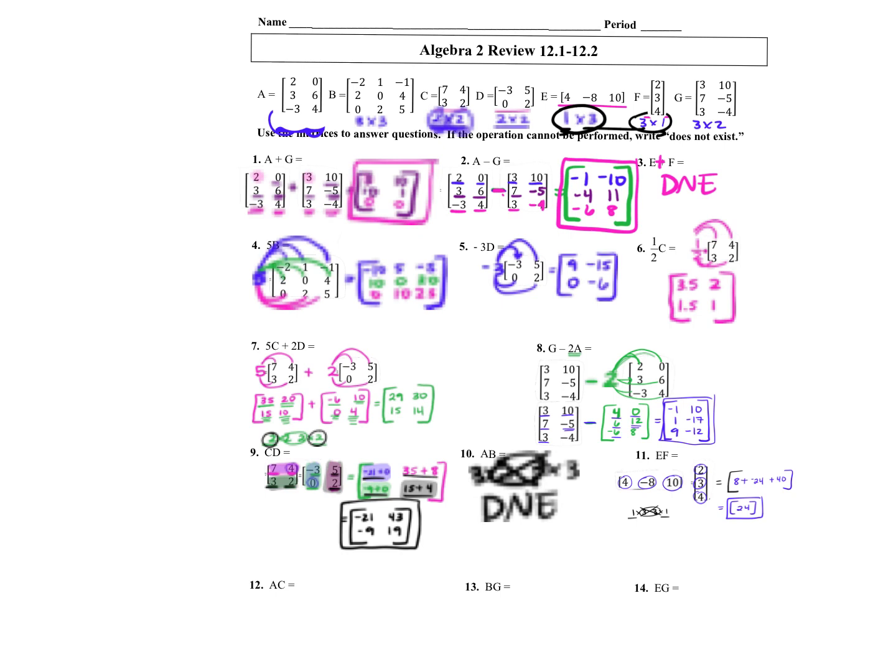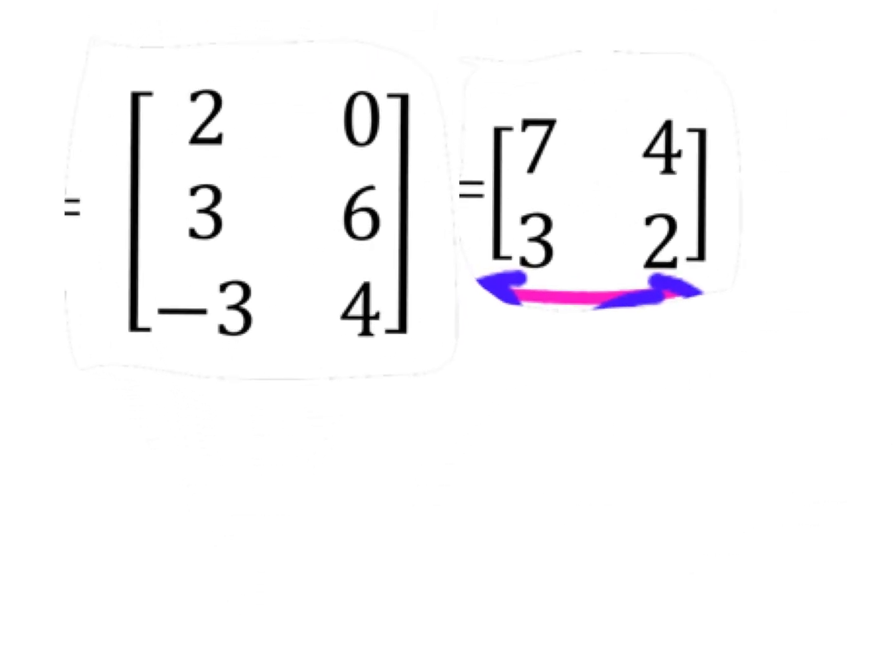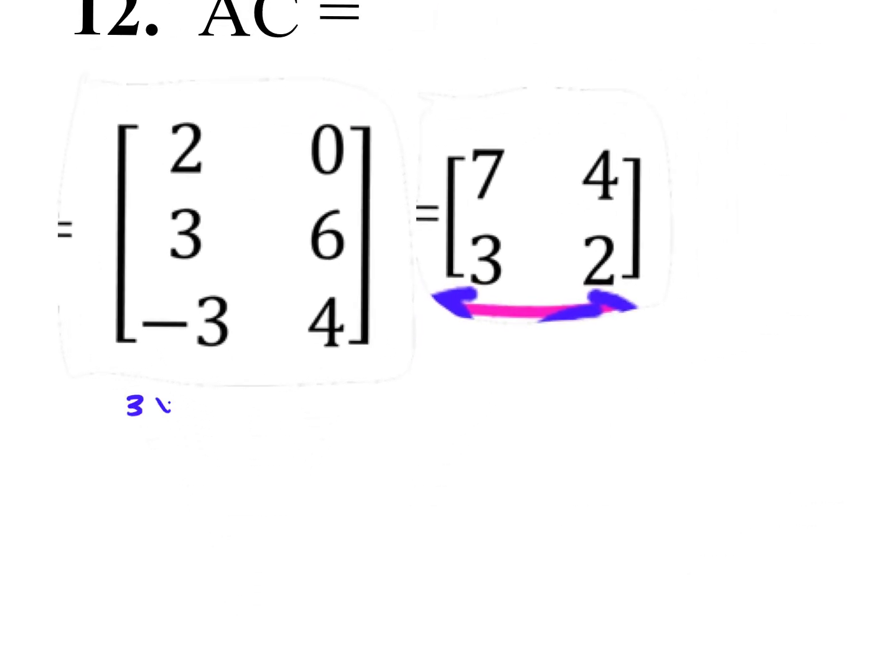Okay, try this again. So A times C. Okay, so this is a 3 by 2 times a 2 by 2. So the two middle numbers being the same means, yep, we can do this, but your answer is going to be a 3 by 2.